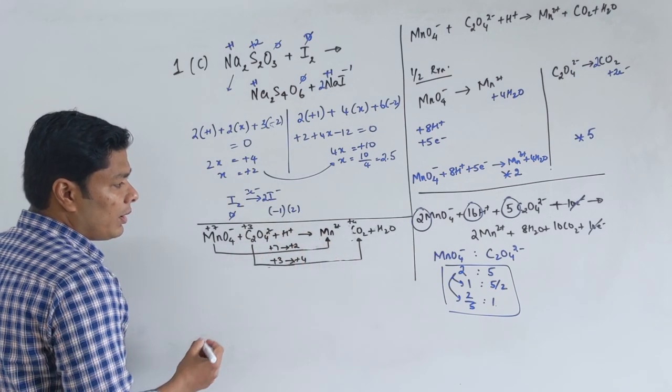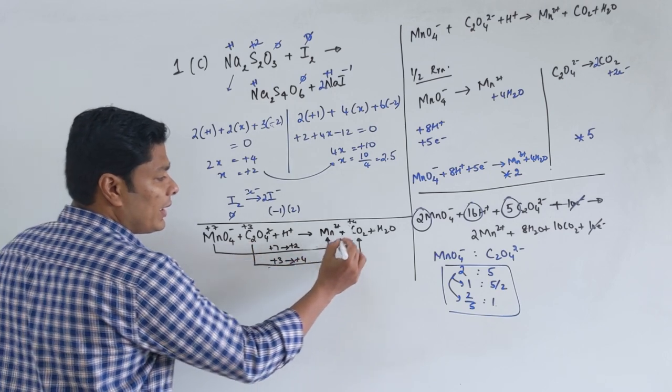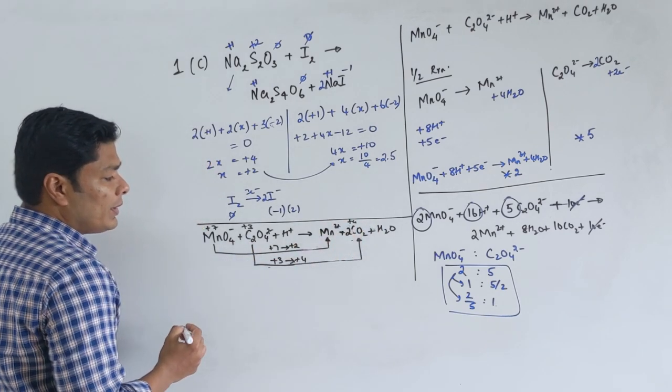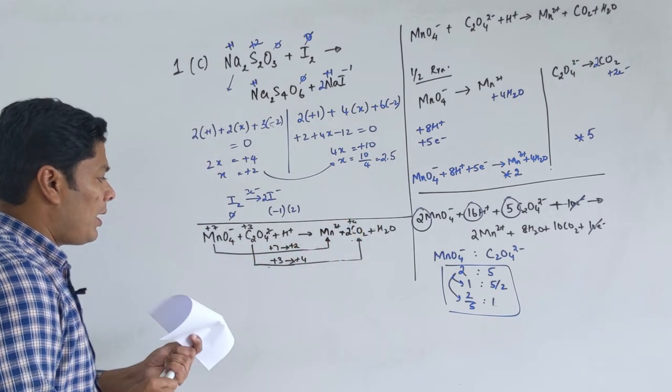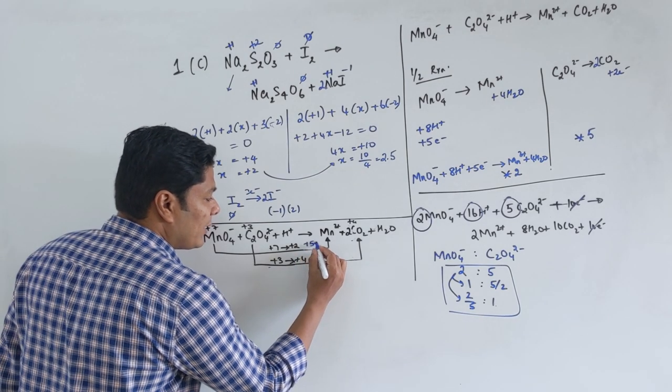Okay, now that we have got our carbons, there are 2 carbons here, so I want to make it 2. Now let's look into the electrons. I have lost 5 electrons here. Sorry, I have gained 5 electrons.